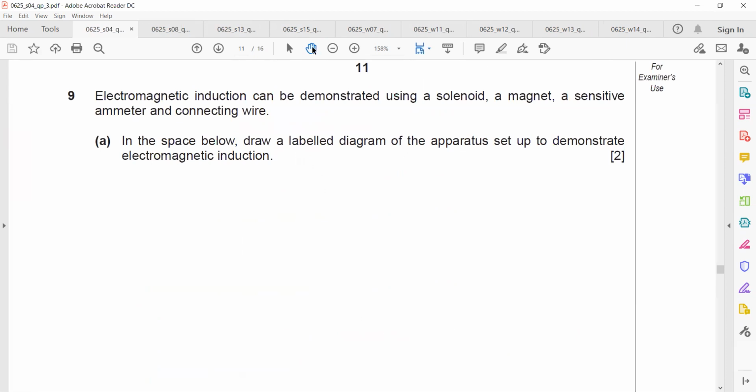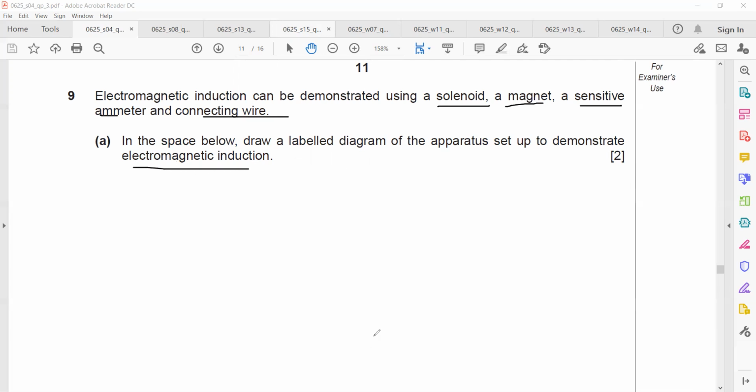Okay, in this question, electromagnetic induction can be demonstrated using a solenoid. Solenoid means a circular wire, a magnet, a sensitive ammeter, and connecting wires. In the space below, draw a labelled diagram of the apparatus set up to demonstrate electromagnetic induction.